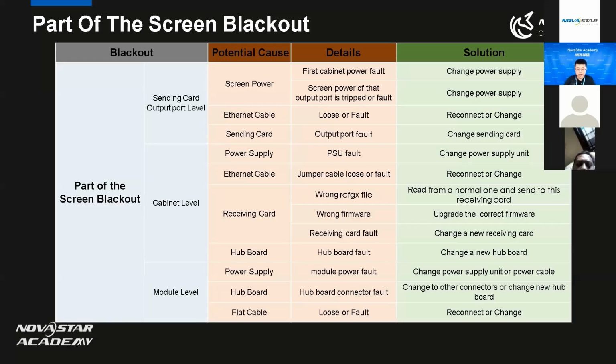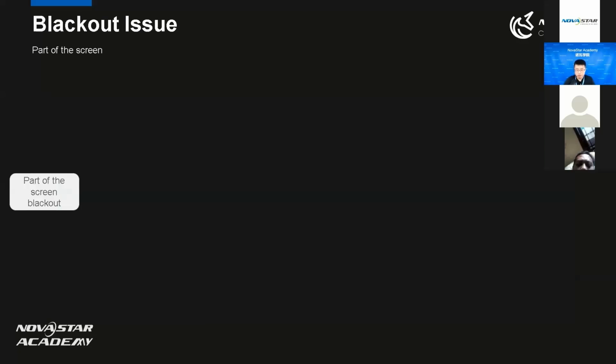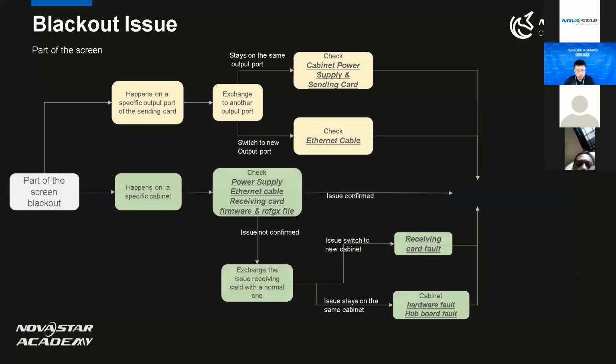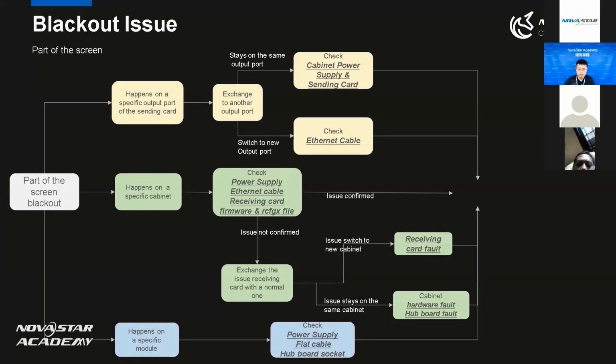And we have 3 levels. For each level, there are different potential causes. So by doing the troubleshooting step by step and checking every factor here, you will get the final solution. So here is the process. First, try to know what blackout level it is: is it in output port level, cabinet level or module level, and then check all the factors we showed you.